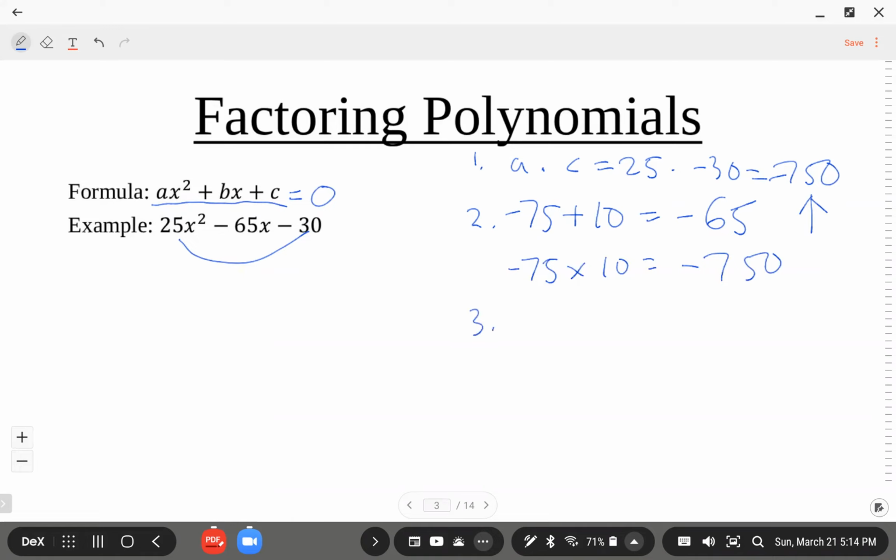Next, we're just going to rewrite our expression, not an equation. It's going to be like this. And as you see in Maggie's format that she gave us, you split the b into two parts. Next we're just going to factor by grouping. Hopefully you know how to factor by grouping.